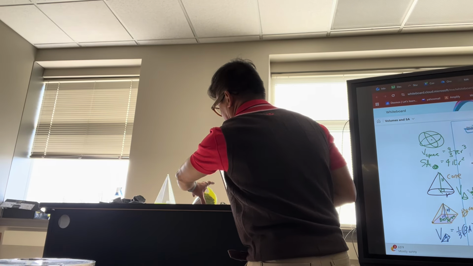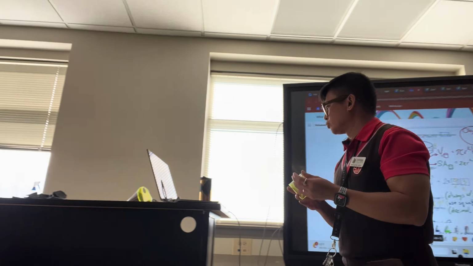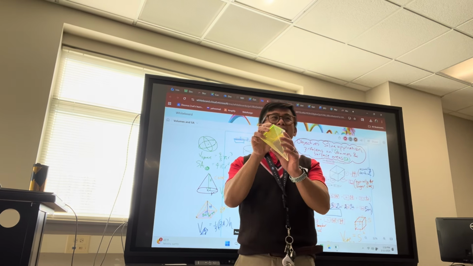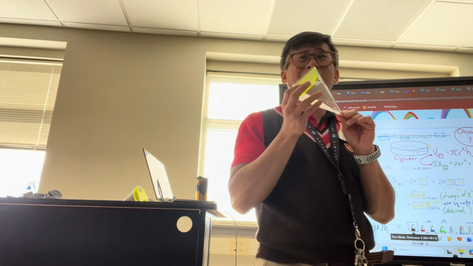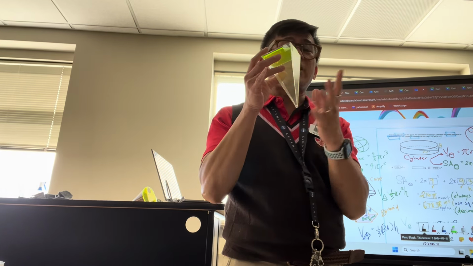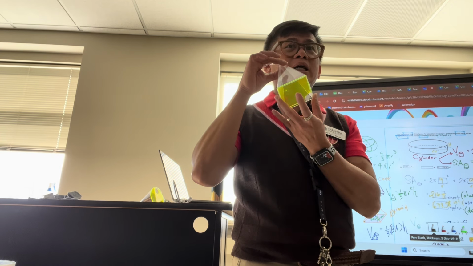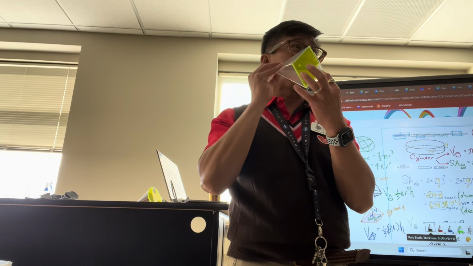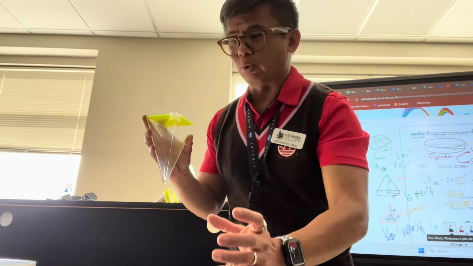The next thing that we're going to do is this. Anyone who knows what this one is? A pyramid. Okay. Typically it looks like a cone because the cone also has a triangular shape, but this one has a square base. So this is technically called a square pyramid. It's a pyramid, but the base is that of a square.